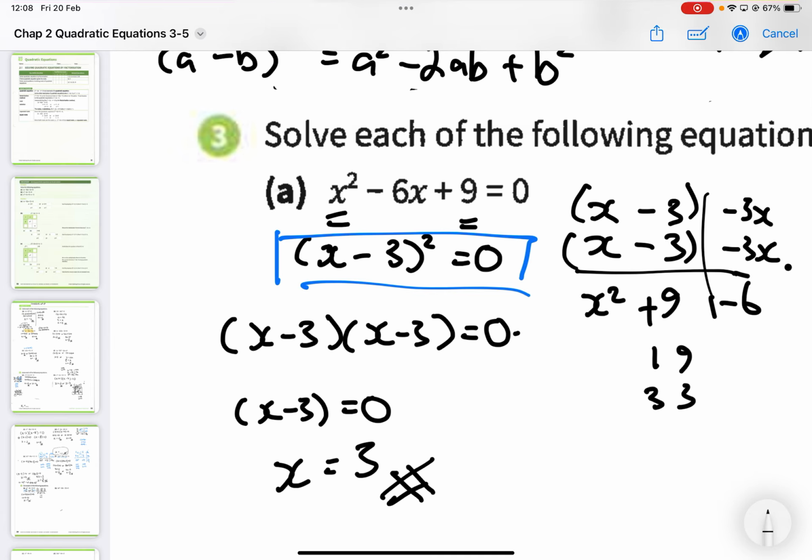Okay? So for this one, when it's a perfect square, there is only one answer. So your quadratic equation, your x squared minus something x plus some number equals 0, can have one solution also. It can have one solution, it can have two solutions.